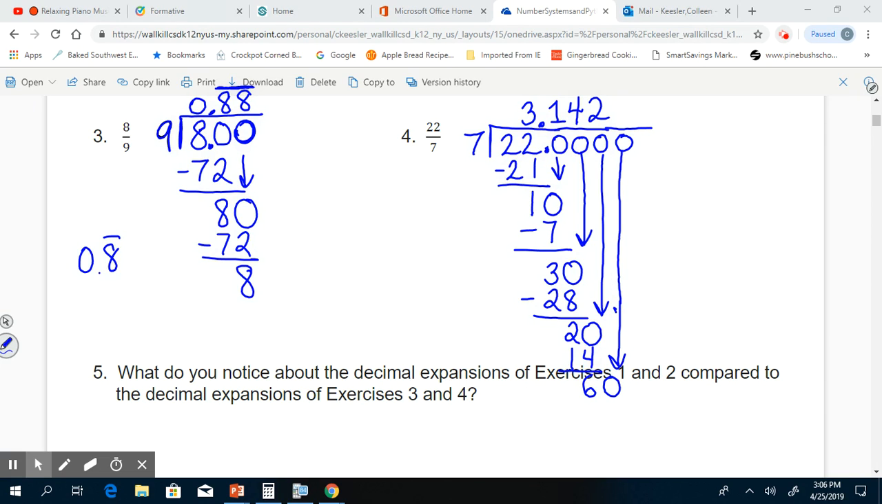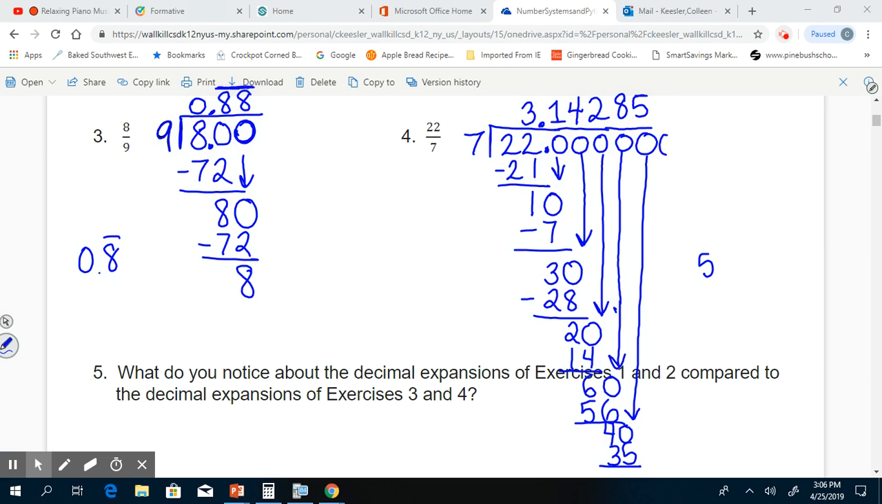and I get 60. 7 goes into 60 8 times, which gives me 56, which leaves me with 4. So again, I need another 0, and I get 40. 7 does not go into 40 exactly, but 7 times 5 is 35, which is as close as I'm going to get, which leaves me with 5 left over.